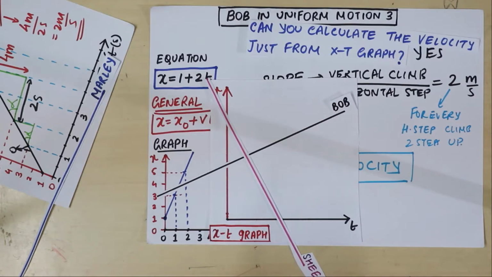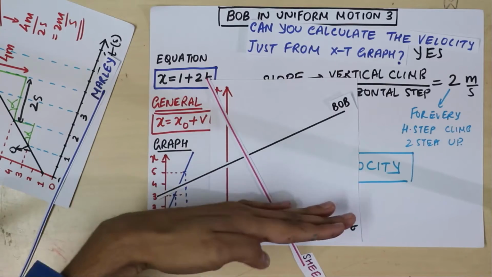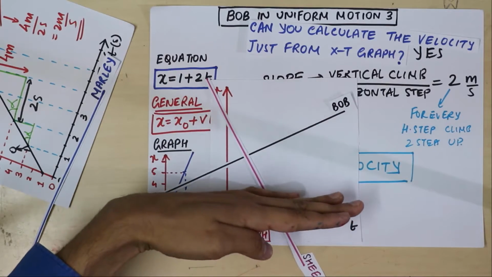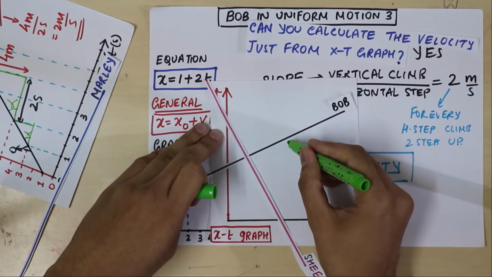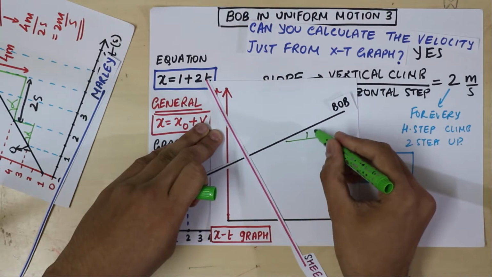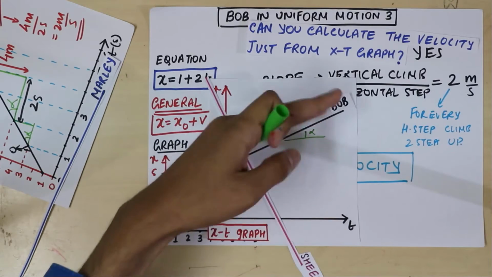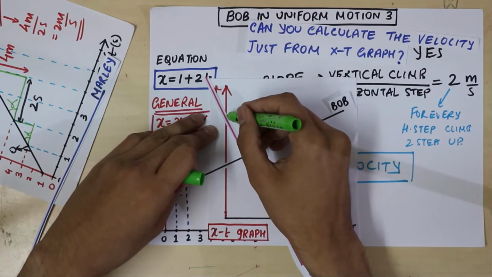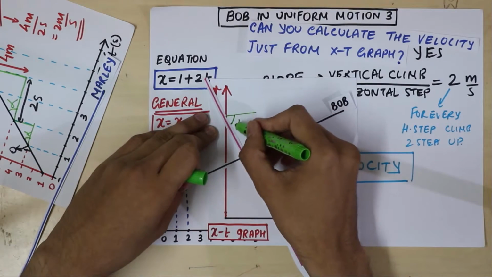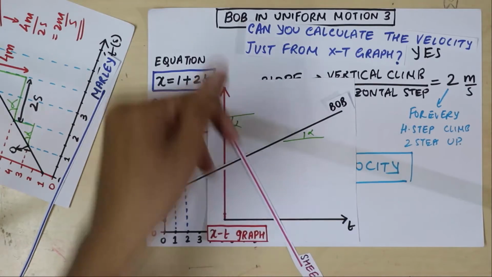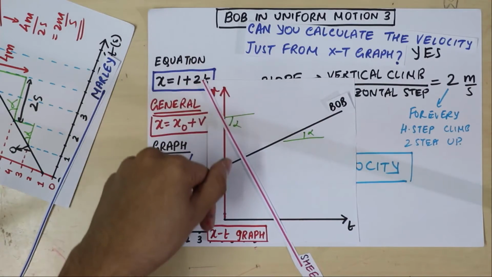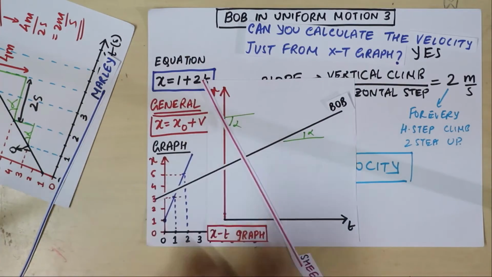But I want you to look at the magnitude of the slope. So this mountain, Bob's mountain, is sloping upwards, but can you see the alpha for Bob is not that great. This is the alpha. The alpha for Bob is small, but if you consider the alpha for Sheila, look at this alpha. Ooh, this alpha is more. So although Sheila is moving in the opposite direction, you can also understand that Sheila is moving with a much faster velocity, much higher velocity compared to Bob.